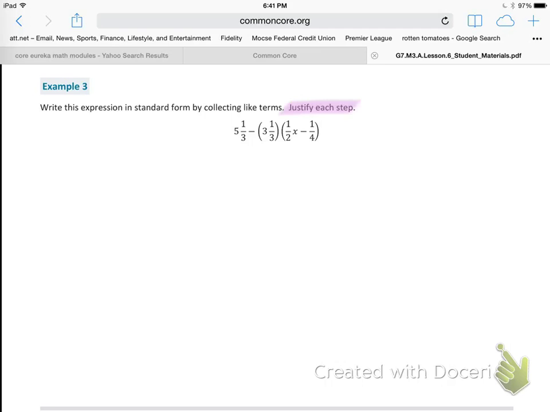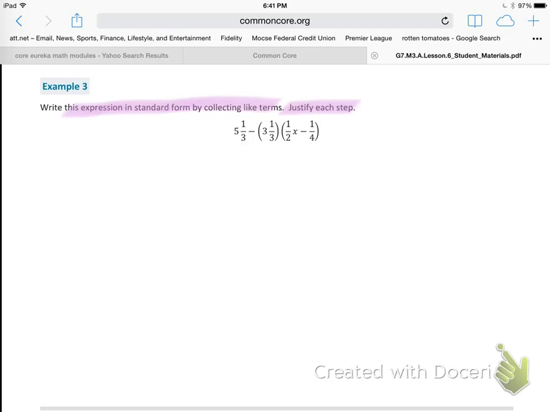Okay? So I want to go ahead and write this expression in standard form by collecting like terms. So I want to show you the first step. And again, we talked about this already, but it's worth mentioning again. First thing I want to do, and I will always do, and hopefully I can get you to do this as well, is write all the mixed numbers as improper fractions. And let's just get that out of the way.